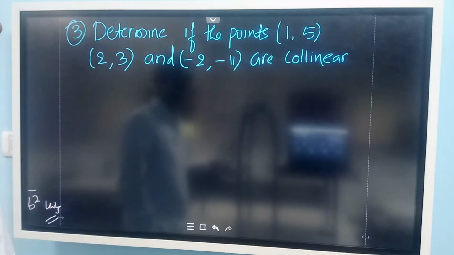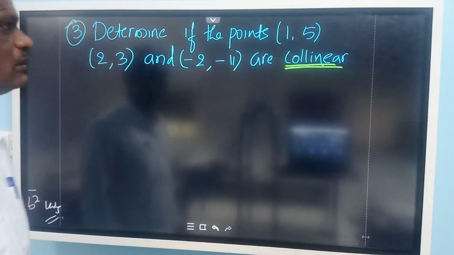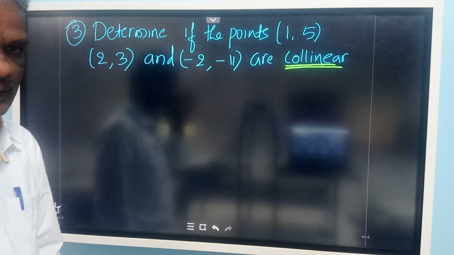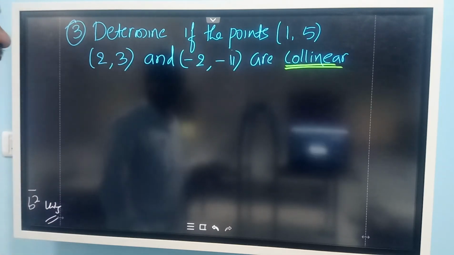So this you have to show that the points are collinear. What is meant by collinear? You have to recall what you have learned in the lower classes. You have to show these points are collinear. What is the meaning of collinear points? Points are on the same line.